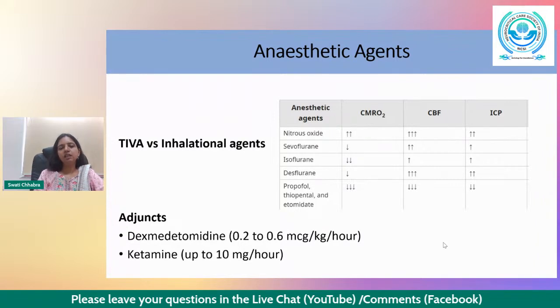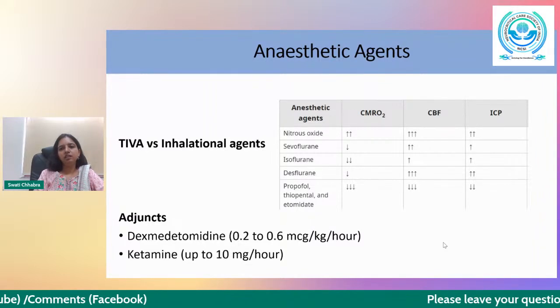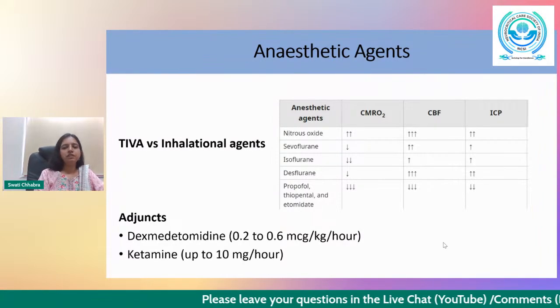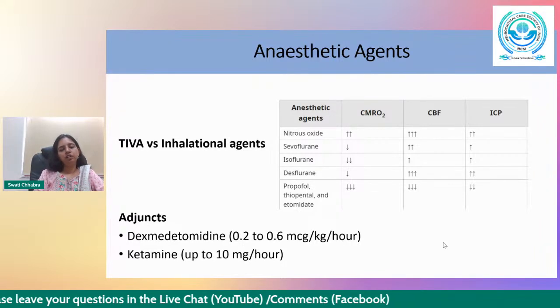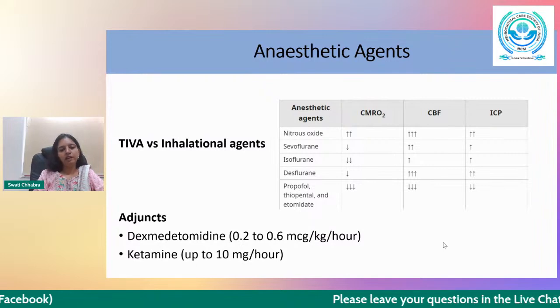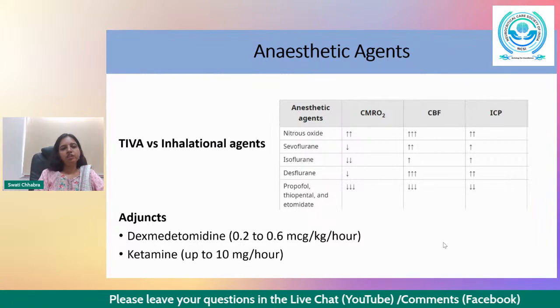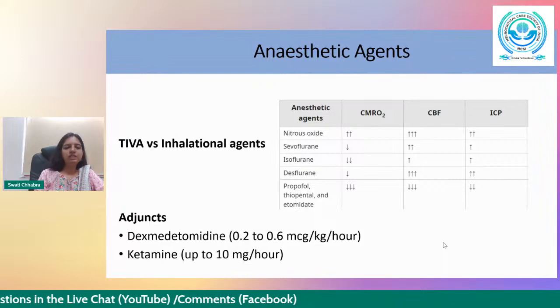So in these cases, TIVA with propofol is a better choice because it decreases the cerebral blood flow and hence results in a decrease in ICP. And so it is a clear choice with the increased ICP, with the angry brain, where brain relaxation is important. TIVA should be a clear choice, although the level of evidence for the recommendation is not that strong, it is still followed. And then there are some adjuncts used, dexmedetomidine and ketamine, which deserve a bit more discussion.